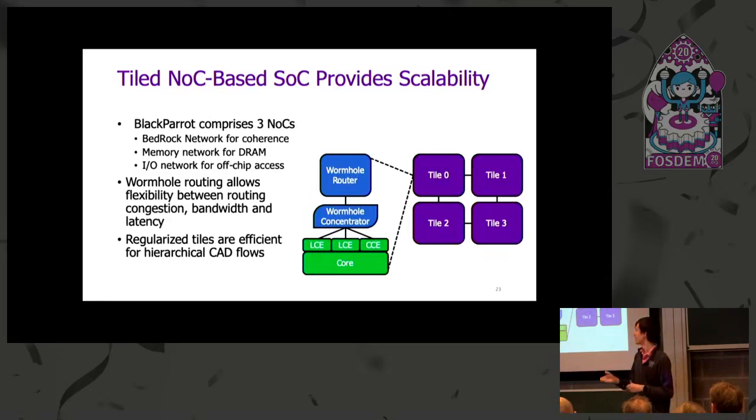So in our system, BlackParrot comprises 3 networks. There's what we call the Bedrock network for managing coherence transactions, the I/O network, which manages off-chip communication, and the memory network, which manages DRAM communication. These are all connected via wormhole routers, which are small, efficient, and fairly easy to verify. And we use regularized tiles to make sure that it fits into a normal hierarchical pad flow.